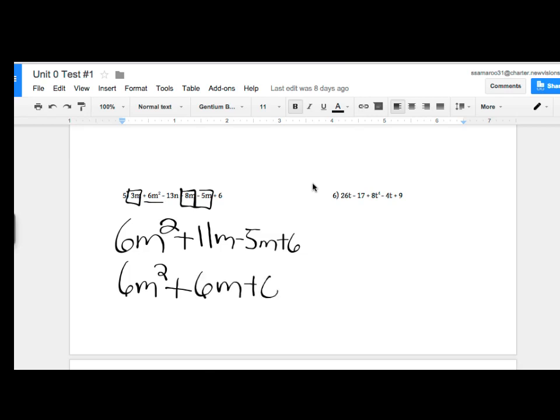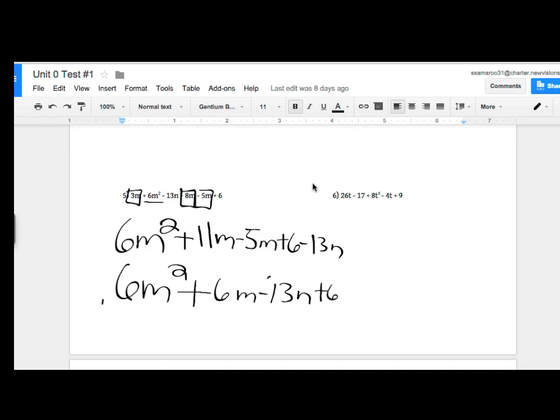6m plus 6. And you forgot the 13n. Oh, see? There you go. Forgot. No, I think you're right. Remember, that's a totally different variable, so I can't combine that with anything. So we'll just have 6m squared. Okay, so my answer is going to be 6m squared plus 6m minus 13n plus 6. So this was a four-point question.